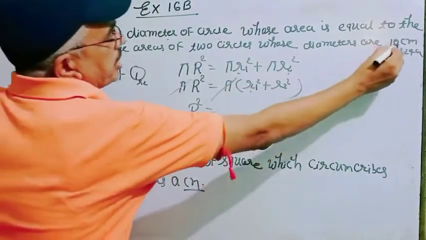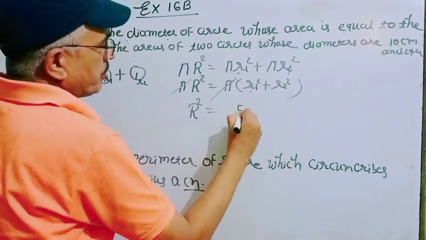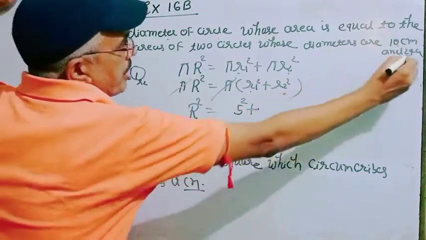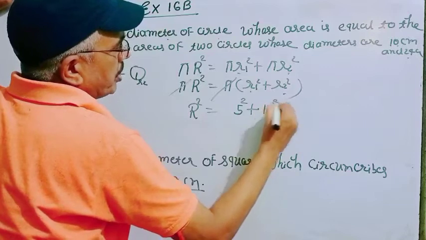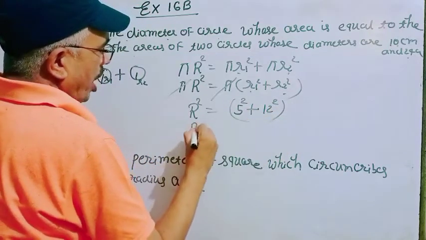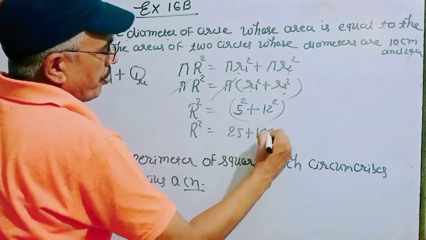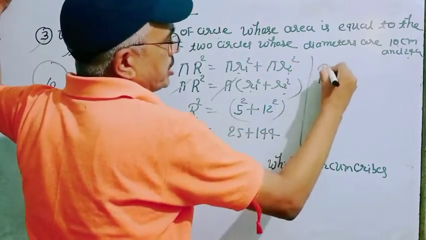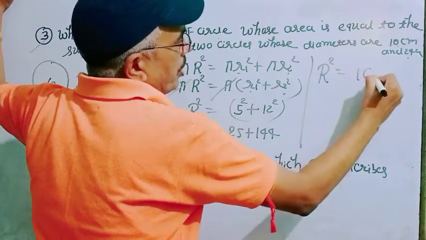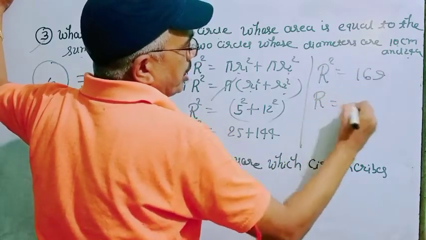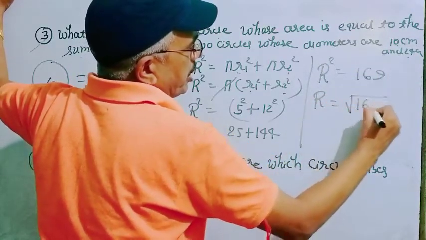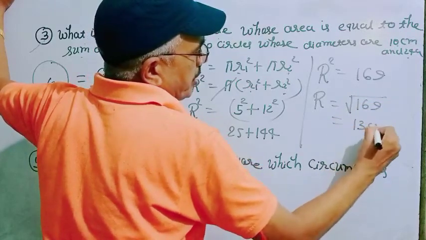R1: if the diameter is 10, then the radius is 5, so it is 5 square. And if the diameter is 24, then the radius will be 12, that is 12 square. So r square is equal to 25 plus 144. Then you write r square is equal to 169. Then what is r? That is under root 169. Hence it is 13 centimeter.